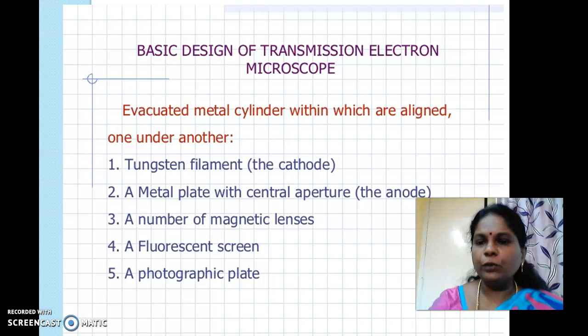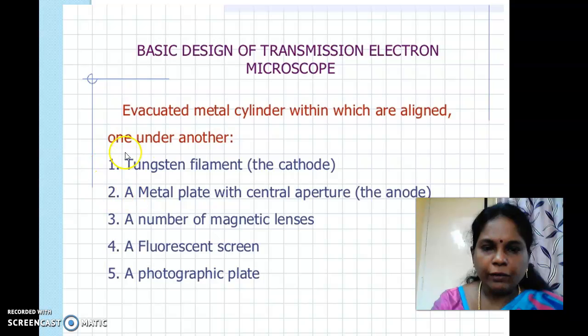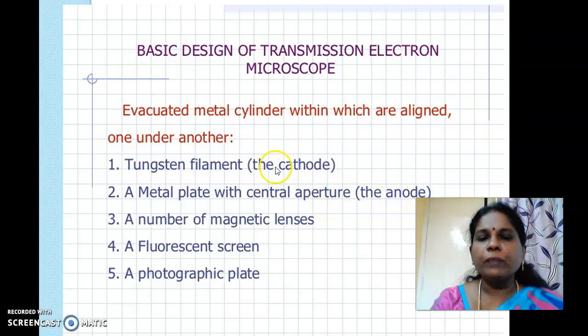Therefore, the entire metal tube has to be highly evacuated. In the electron gun, we have a tungsten filament, that is the cathode, and there is a metal plate with a central aperture which is acting as the anode. The electrons from the cathode are accelerated towards the anode, and a potential is applied to the tungsten filament, and therefore the highly energetic electrons can pass through the magnetic lenses and hit the target, get transmitted through the specimen and are projected on the fluorescent screen.